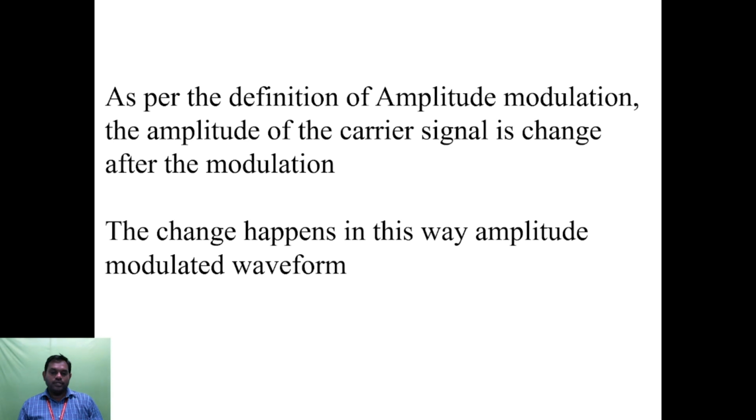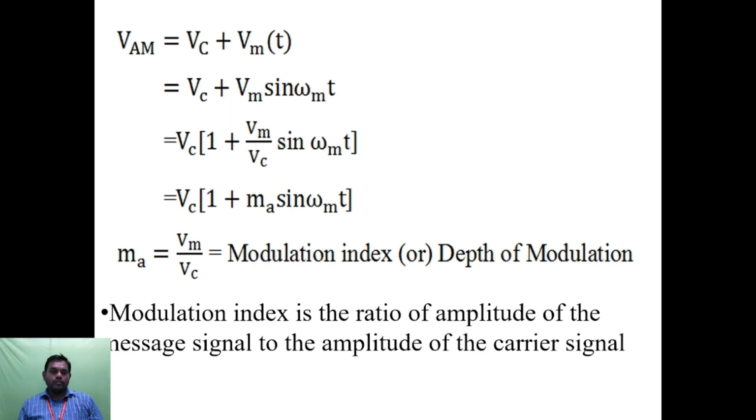The change happens in this way, amplitude modulated waveform. So now we'll see the derivation. Vam is equal to Vc plus Vm of t, which is equal to Vc plus Vm sin omega m t, substituting the value of Vm of t. Take Vc outside. Therefore, 1 plus Vm by Vc sin omega m t. So Vc into 1 plus Ma sin omega m t.